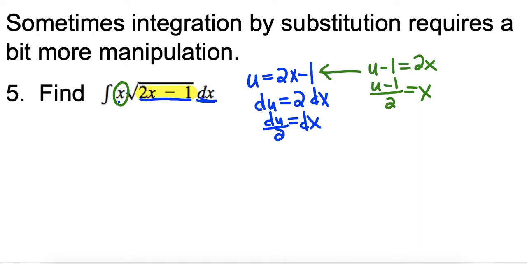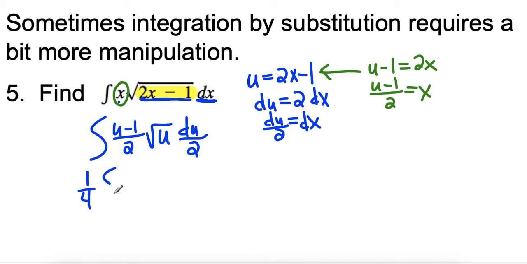So when you sub all of those pieces in, that x equals u minus 1 over 2, underneath the square root is just the u, and over here our dx is du over 2. So now we've done substitution and everything's in terms of u. So now we just need to clean this up. The first thing I'm going to do is factor out both of the 1/2s. So I'm going to pull that out as 1/4, which gives me u minus 1, and then this is u to the 1/2 du. And then we'll distribute that.